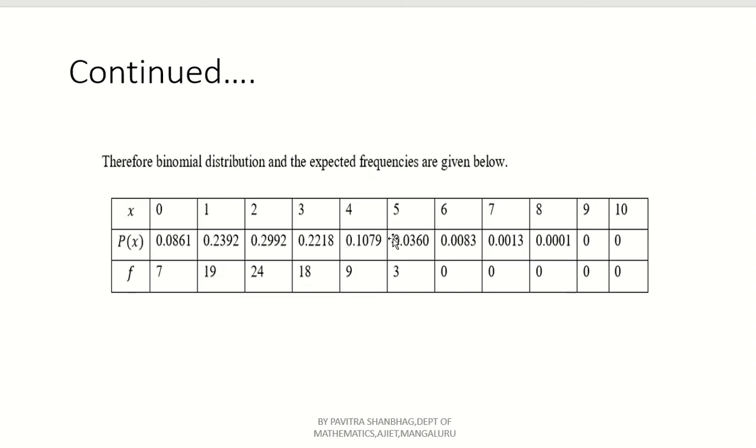So what will you get? Here you have to mention. Okay, now 0.0861 here, for this 0.2392, here 0.2992, like this. If you calculate till then, you will get it. So this is the final answer for the probability distribution.